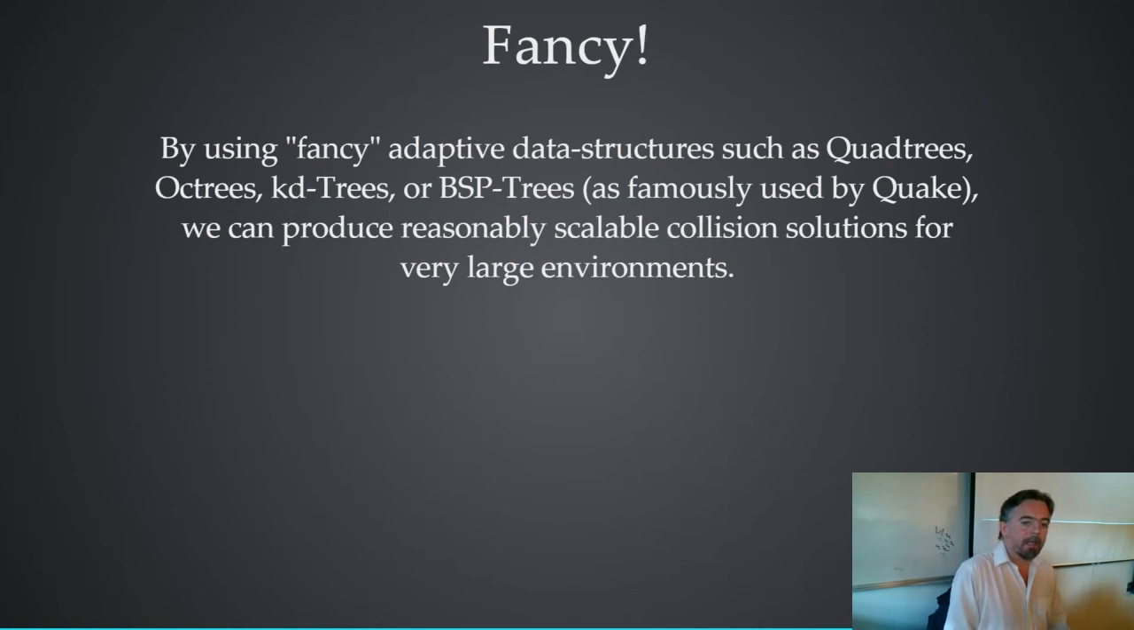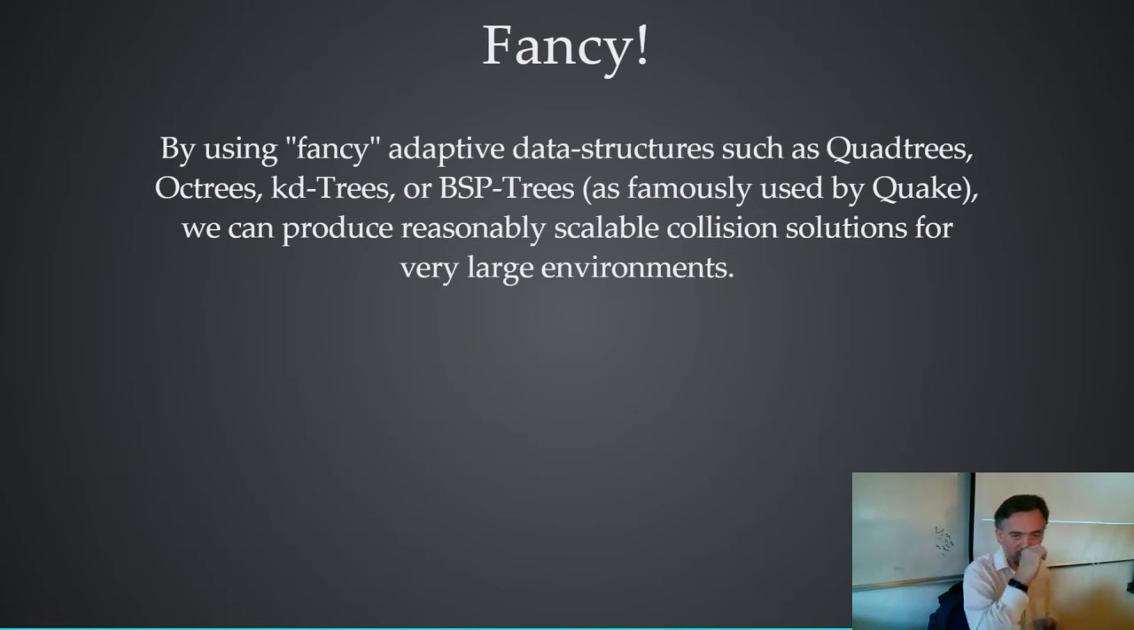So BSP trees are really interesting. They used to be somewhat obscure, but they got made famous because, do you know who John Carmack is? John Carmack's the guy who made Doom and Quake and Wolfenstein, all those games. He's like a super genius guy. He used BSPs as the spatial database structure for Quake, and it's one of the reasons that Quake is as fast as it was.